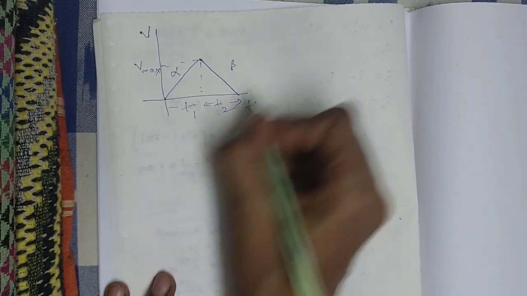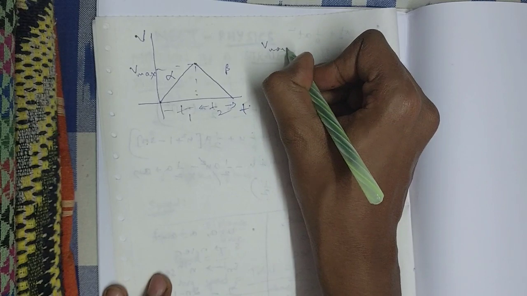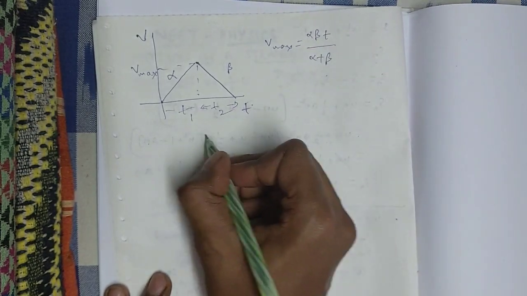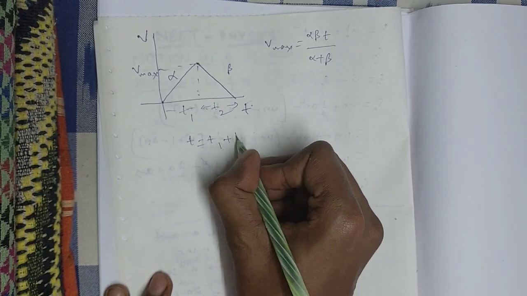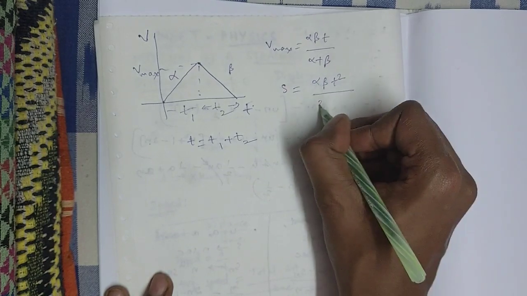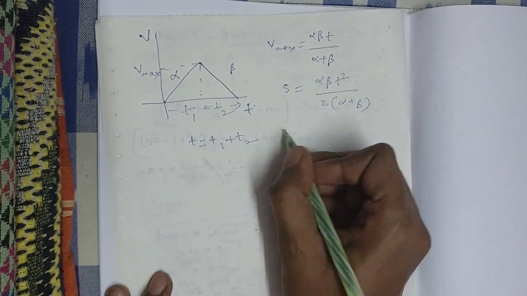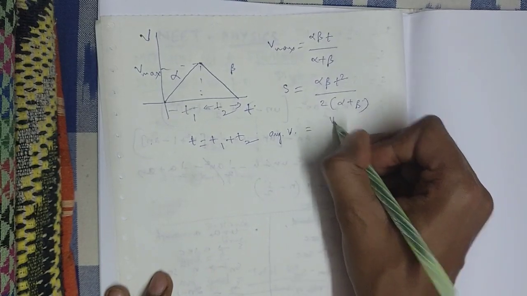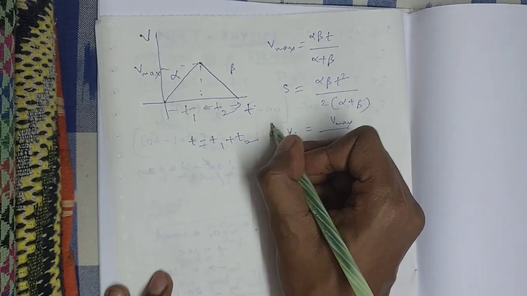In this case, Vmax equals alpha beta T by alpha plus beta. T is t1 plus t2. S equals alpha beta T square by 2 into alpha plus beta. Average velocity equals Vmax by 2.